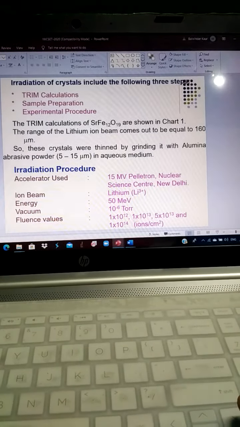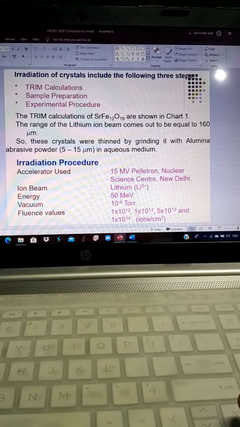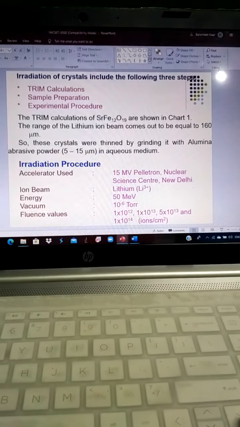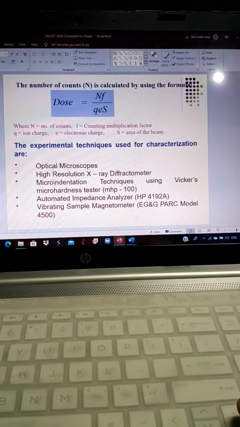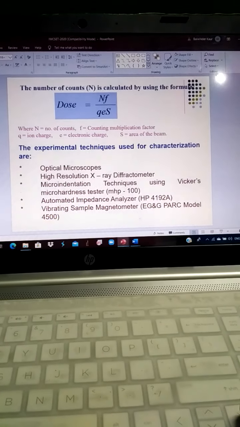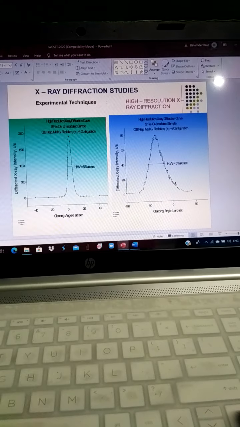The TRIM calculations were carried out for the irradiation procedure, and 50 MeV lithium ion was used and 4 different fluence values were used. This is a formula to calculate the fluence value, and then different physicochemical methods were used to see the effect of irradiation.